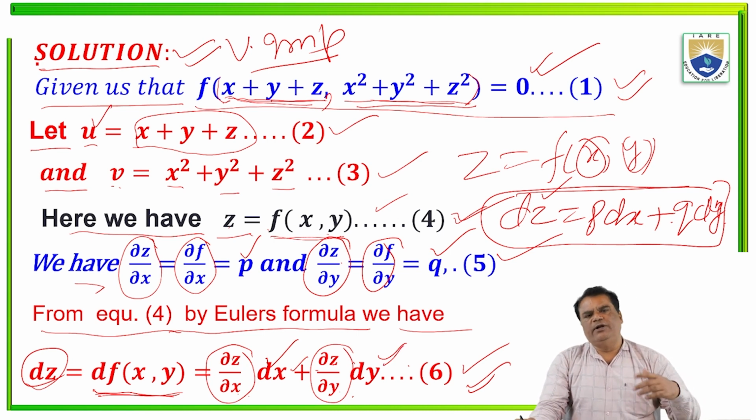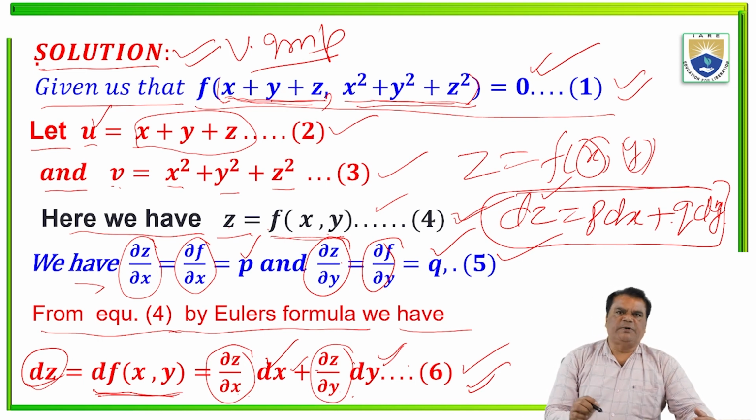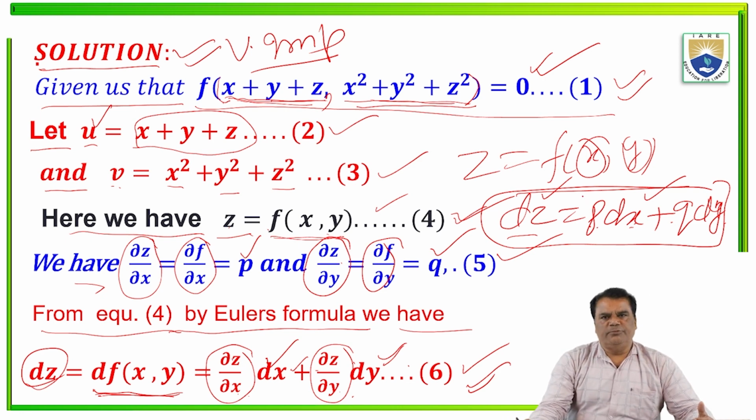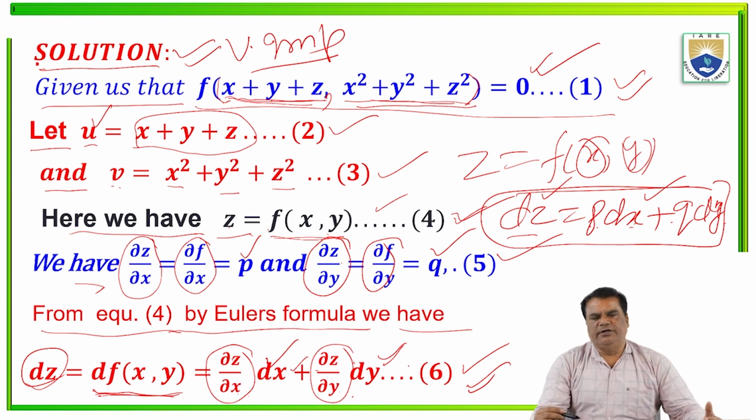This is proved by Euler. Euler is a very great and very famous mathematician. So this is known as Euler's formula, Euler's equation. And in short form, we can write dz equal to p dx plus q dy. This is a very famous formula. We have used this formula to solve a partial differential equation.